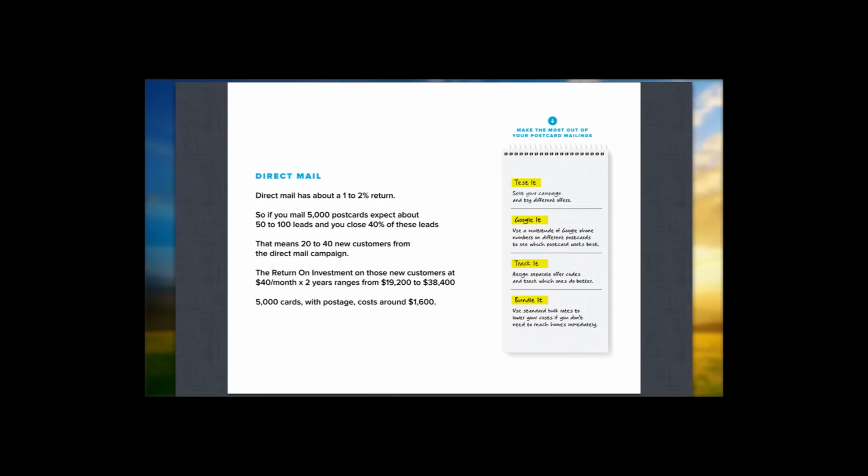So looking at the return on investment, you have those 20 to 40 new customers times $40 a month. You may be higher, so that's an even bigger payoff, times a 2-year agreement. It comes in anywhere from $19,200 to $38,400 for something that costs less than $1,600 to mail. So there's a big payoff when you use direct mail, because the cost is pretty low and the leads are pretty high.